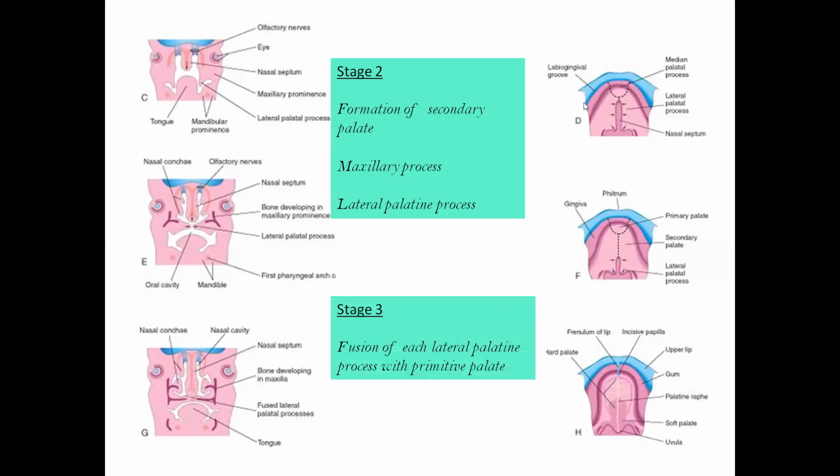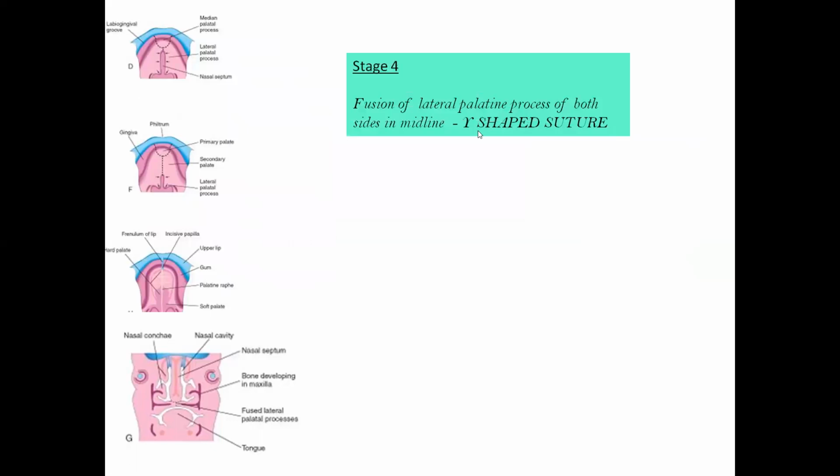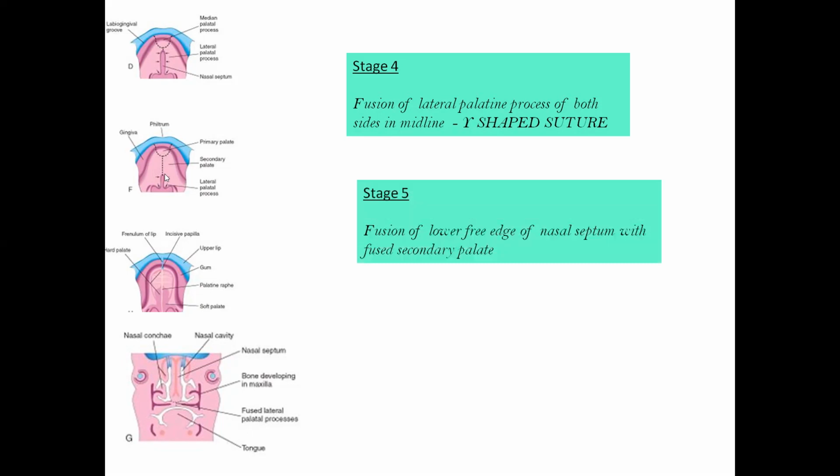Stage 3, as you see in this picture, the lateral palatine process of each side will begin to fuse with the primitive palate. Stage 4, the lateral palatine process of each side will fuse with each other in the midline. The fusion of the primitive palate with the lateral palatine process and the fusion of the lateral palatine process of both the sides will form a Y-shaped suture.